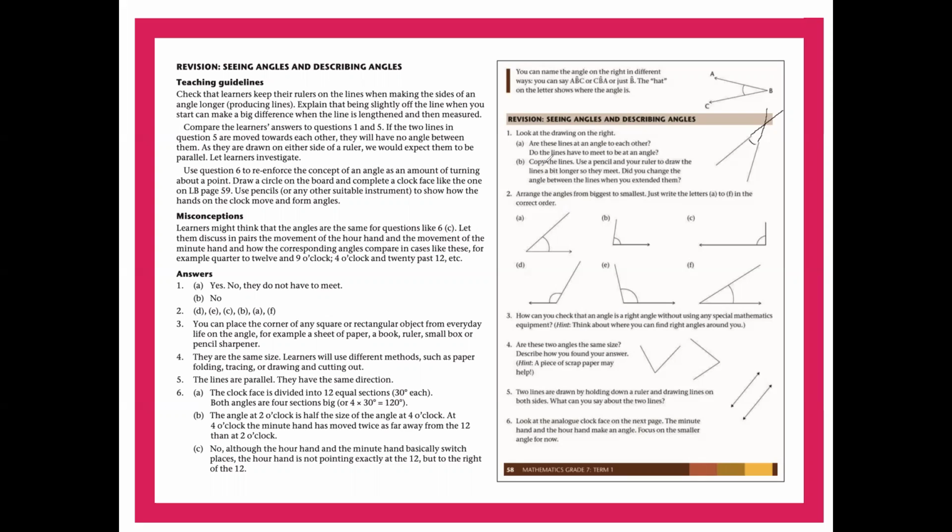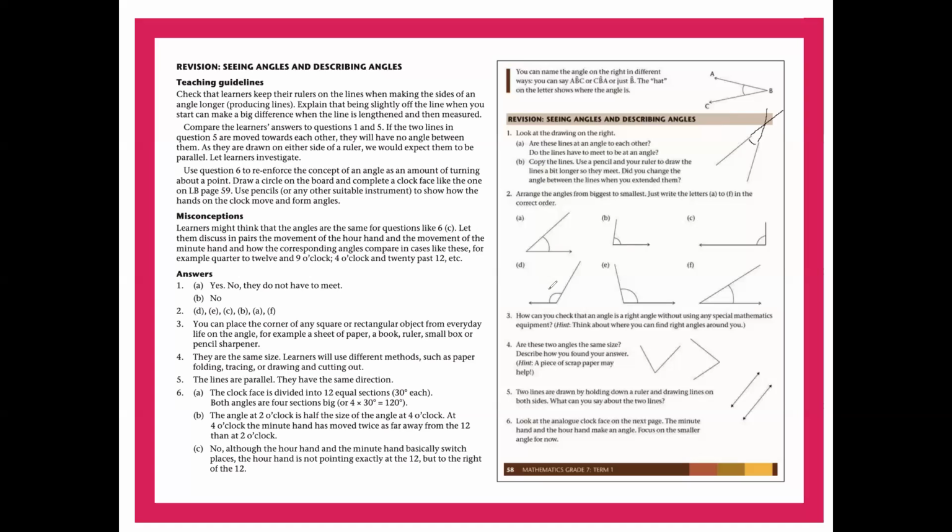Then it says, copy the lines. Use your pencil and ruler to draw the lines a bit longer so they meet. So you see, that's exactly what I did. Did you change the angle between the lines when you extended them? No, you did not. All that you did was show the angle that exists. You just showed it visually, but it's still the same line at the end of the day, and so they're still at the same angle to each other.